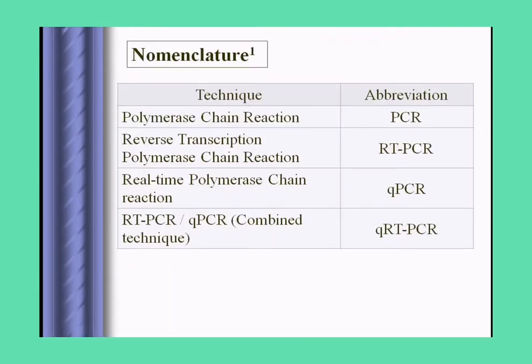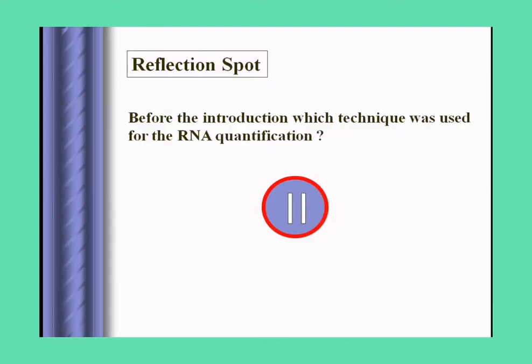The combined RT-PCR and qPCR technique has been described as quantitative RT-PCR or real-time RT-PCR. In order to avoid confusion, the following abbreviations are used everywhere: polymerase chain reaction, abbreviated as PCR; reverse transcription polymerase chain reaction, RT-PCR; real-time polymerase chain reaction, qPCR; and RT-PCR and qPCR in combined form, qRT-PCR. This one is the reflection spot.